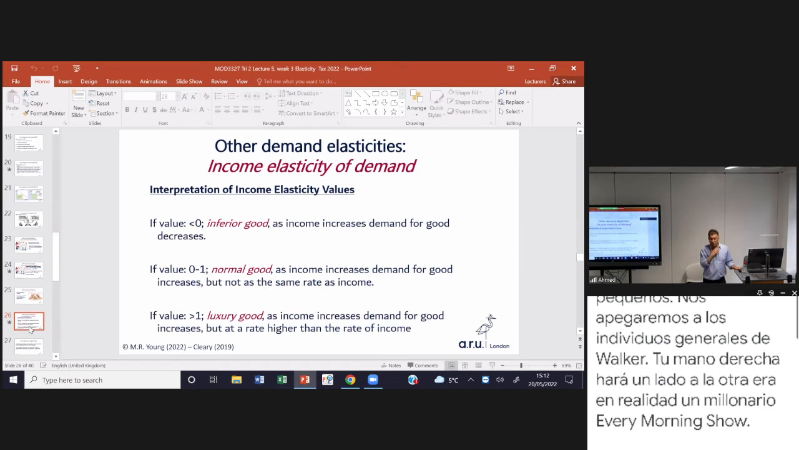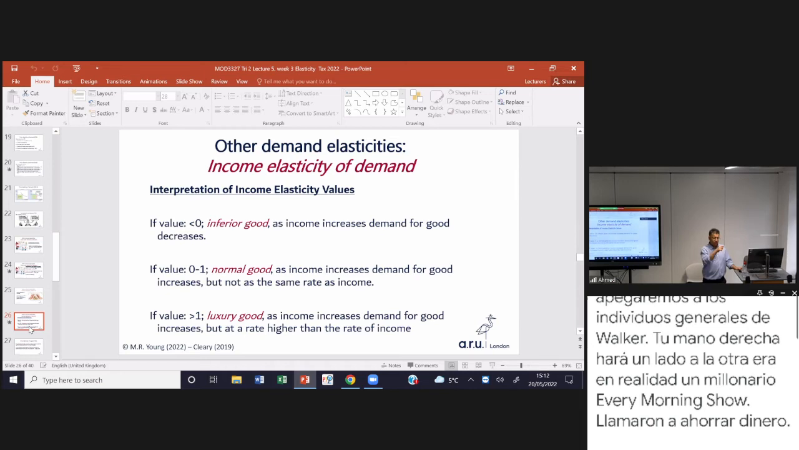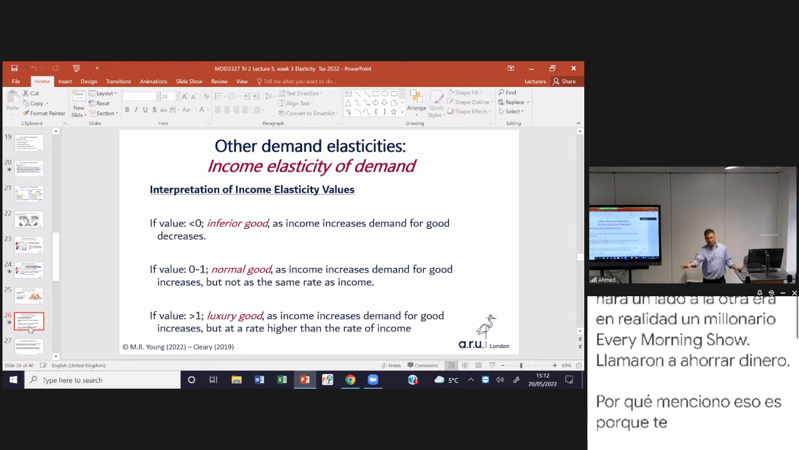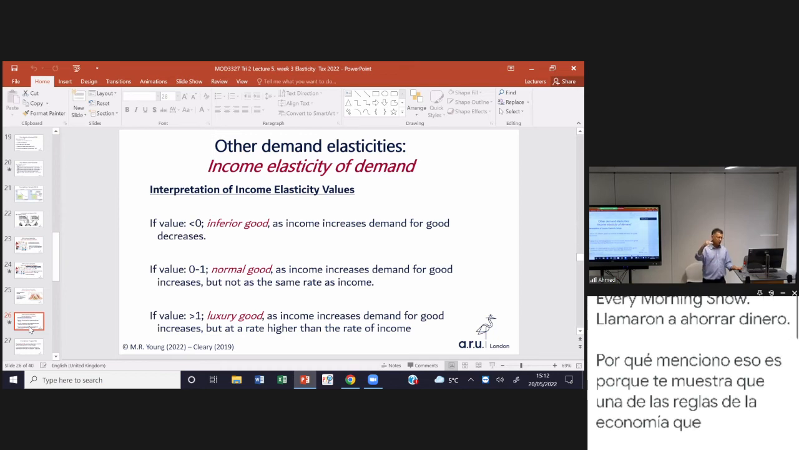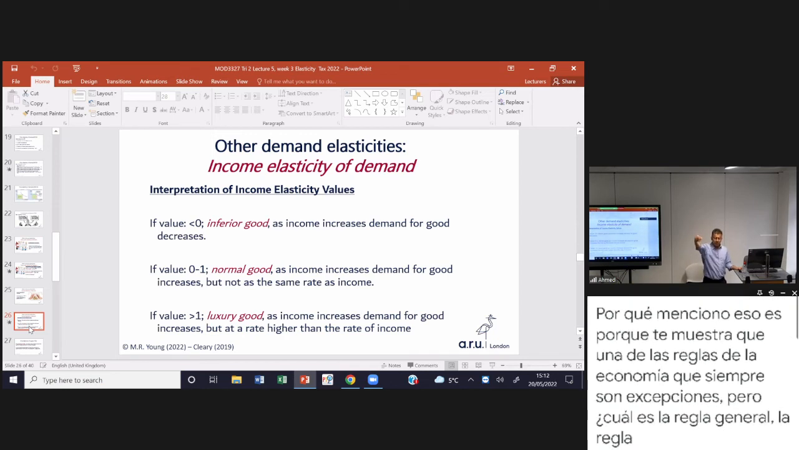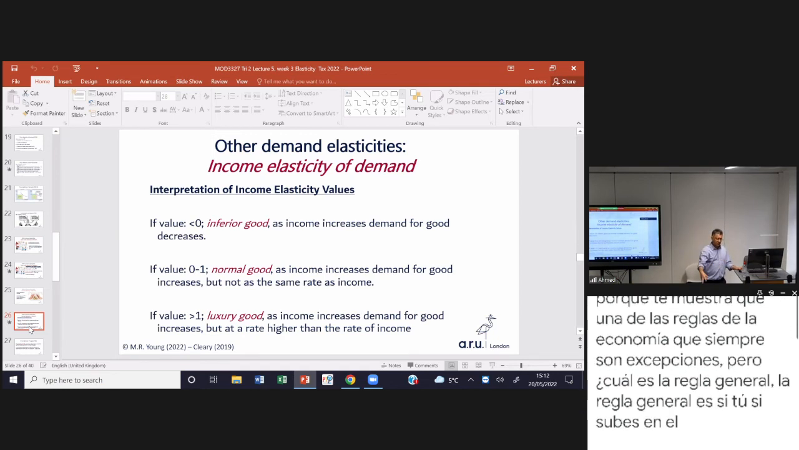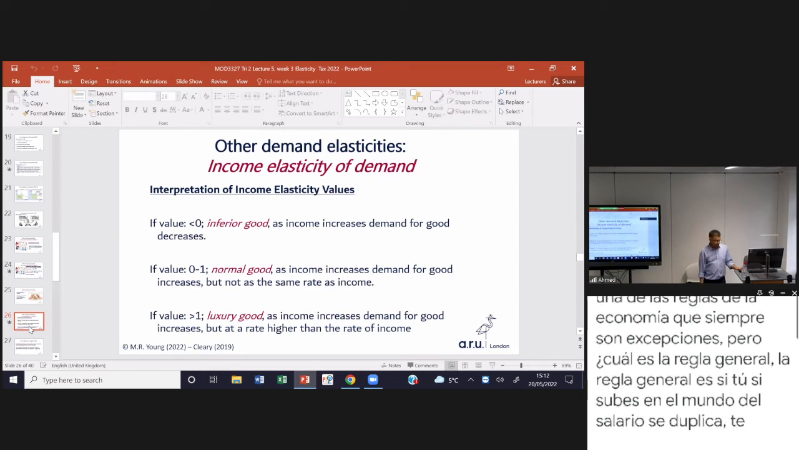Yeah. So the reason I mentioned that example is that it shows you that whatever the rules of economics, there are always exceptions. Right. But what's the general rule? The general rule is if you go up in the world and your salary doubles, you will stop buying cheap things. We have Amazon.